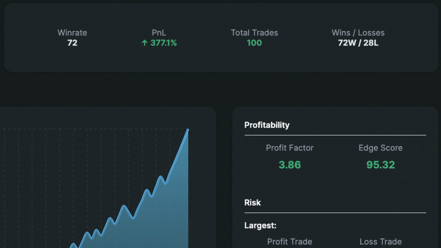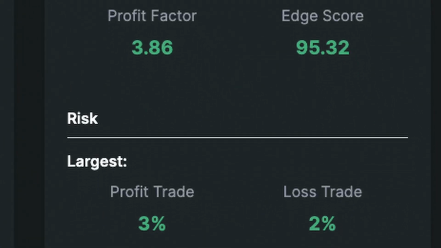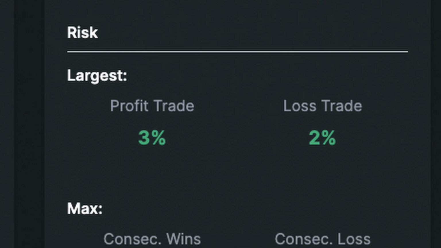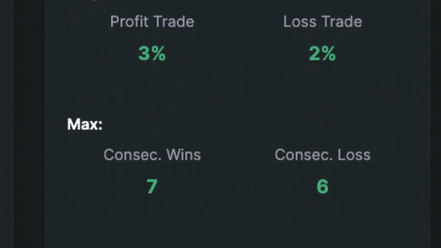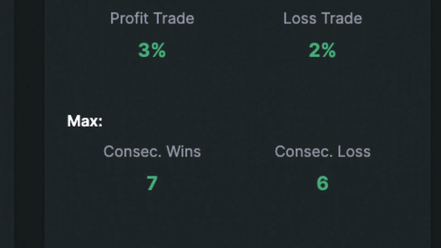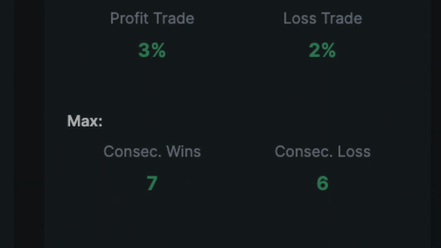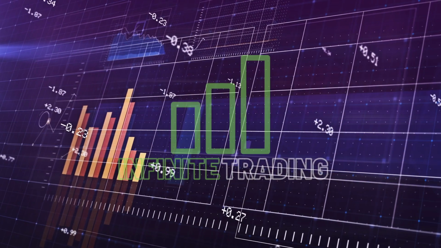However, in relation to our win rate of 72%, I was actually expecting slightly higher. The profit factor for the strategy was 3.86, and we had 7 consecutive wins against 6 consecutive losses. I was again surprised by this, as it is a very close ratio for the win rate we had. And with that, this test is wrapped up.